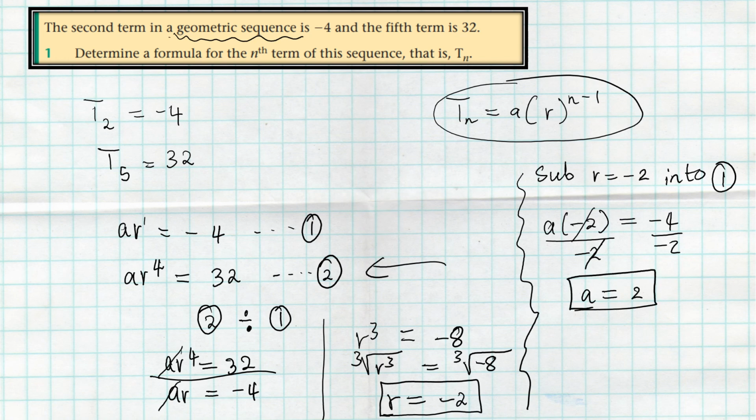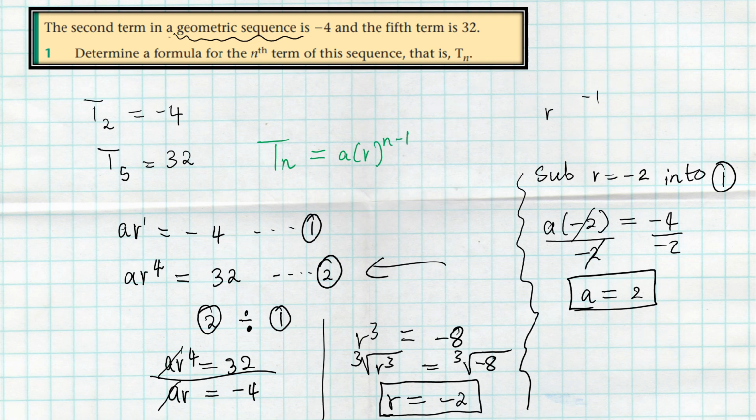Now I can get the formula, right? Let me just use a different color. The general formula is going to be Tn. We know Tn is equal to AR exponent n minus 1, right? So that's the general formula. Our A, we got it as 2. Our R, we got it as minus 2, exponent n minus 1. So this is our nth term formula.